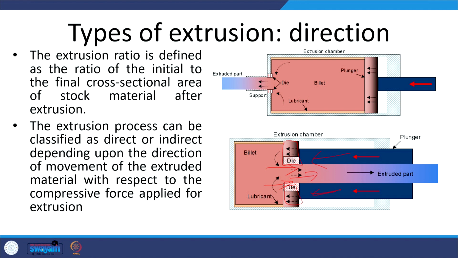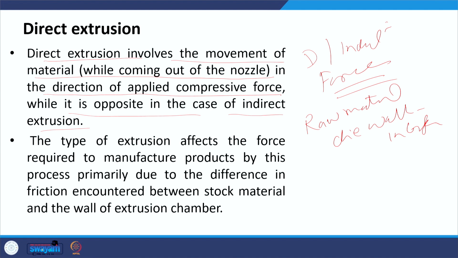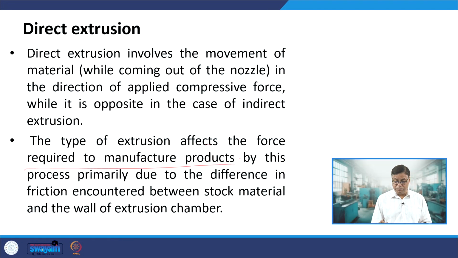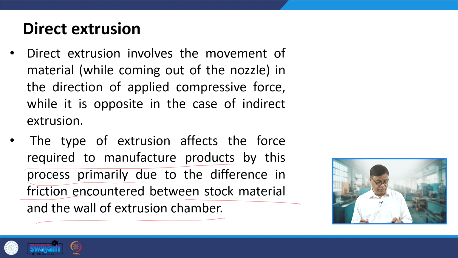And therefore, the force required for direct extrusion is much higher than for indirect extrusion, because the friction component at the extrusion chamber and raw material interface is absent in indirect extrusion. Here the material directly starts extruding. So, the type of extrusion affects the force required to manufacture a product by this process, primarily due to the difference in friction encountered between the stock material and the wall of the extrusion chamber.